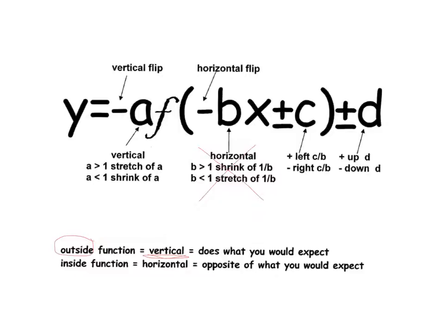On the inside of the function, something is on the inside if it's trapped with the x, such as inside a parentheses, inside a square root, inside absolute value bars. So things that are on the inside are horizontal, and they do the opposite of what you would expect. So B is a horizontal shrink or stretch, but the larger numbers shrink, the smaller numbers stretch. The plus or minus C has to do with moving to the left or to the right. Plus is to the left, minus is to the right, which is sort of backwards of what you would think.